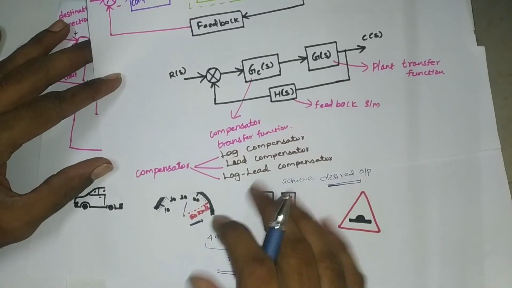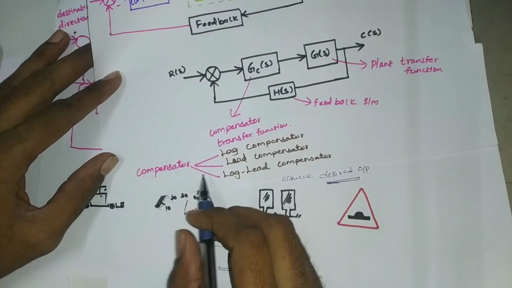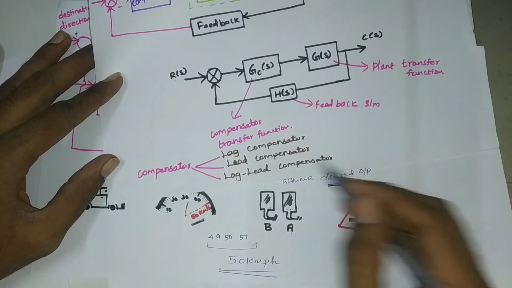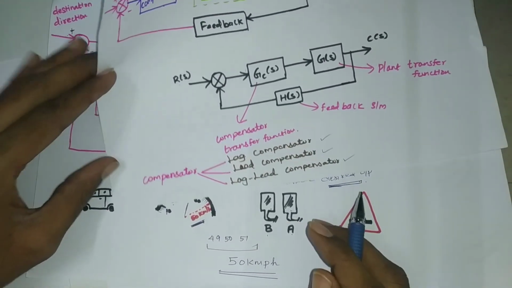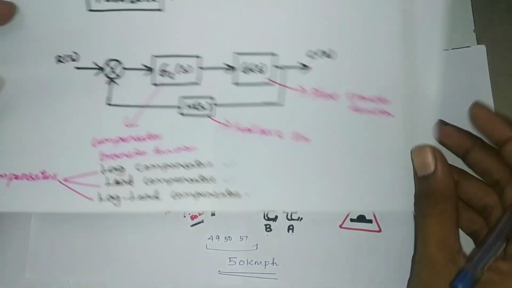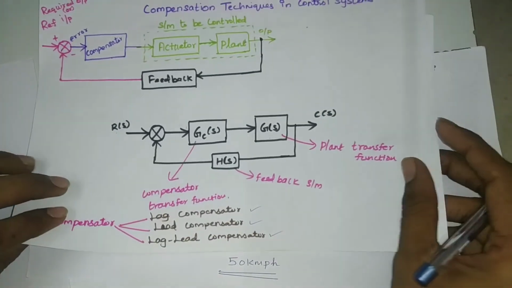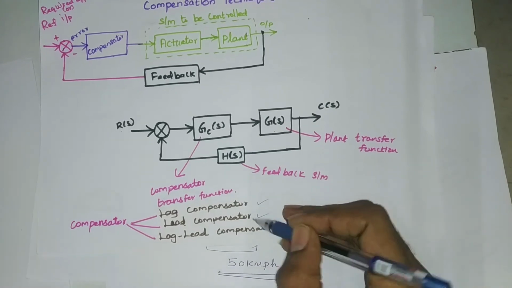Based on the characteristics and the application, there are three types of compensators: lag compensator, lead compensator and lag lead compensator. In my next video lecture, we will see what is lag, what is lead and what is lag lead compensators.